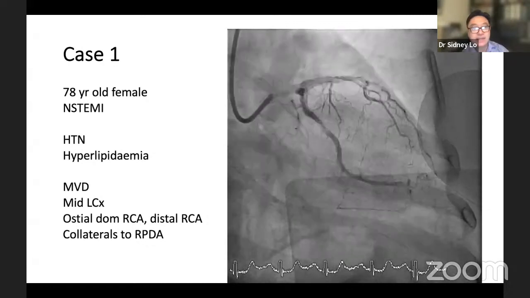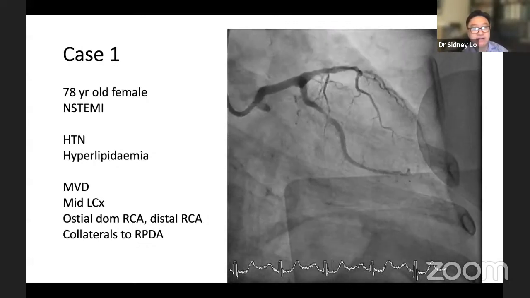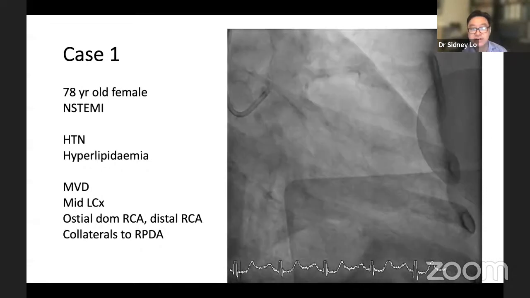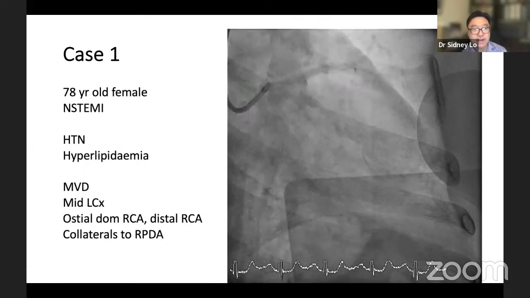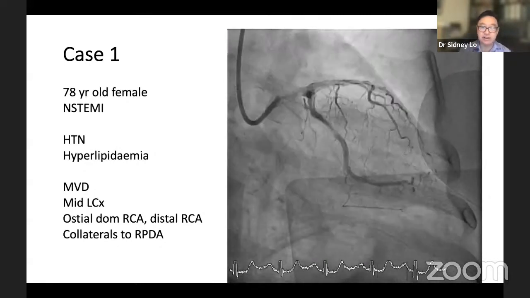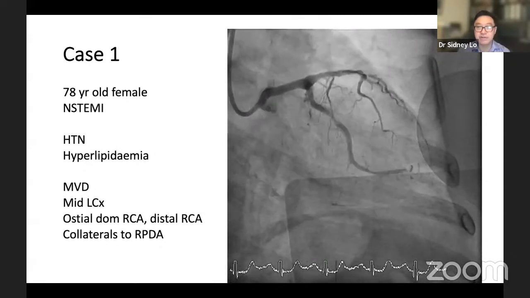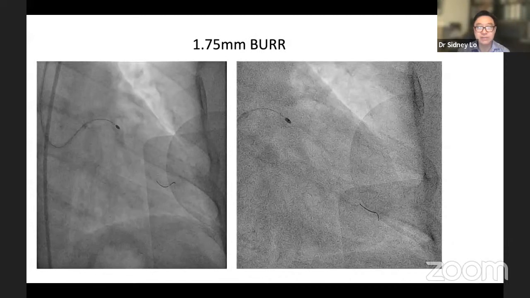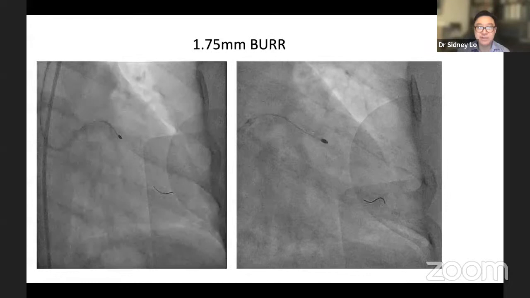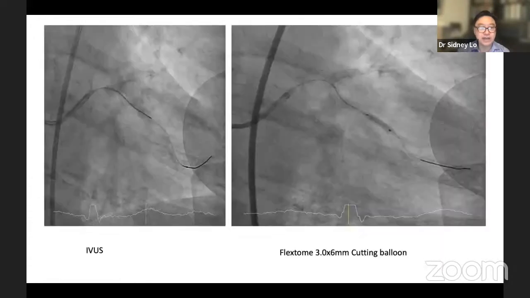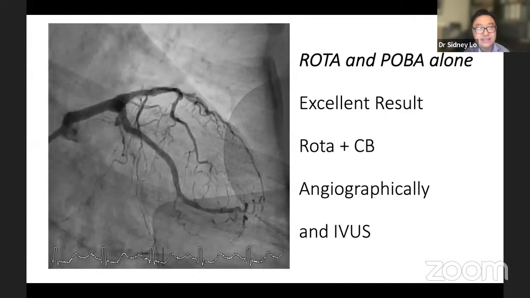IVL. This is a case done many years ago, a 78-year-old lady with calcified arteries. You can see that calcified circumflex, and there are collaterals to the right coronary artery. I'm only really going to show the circumflex artery because rotational atherectomy was performed. Standard 1.75 millimeter burr, reasonable size, intravascular ultrasound. I had trouble finding the intravascular ultrasound, so I won't show that. Flextome cutting balloon was done to that segment. And this is a great result.